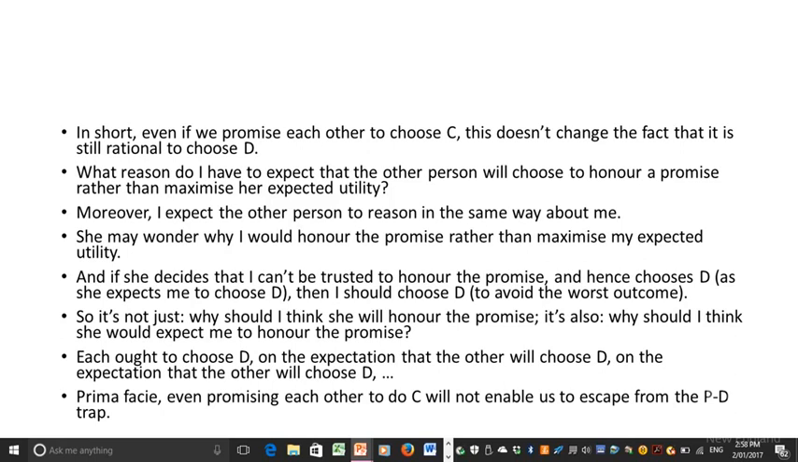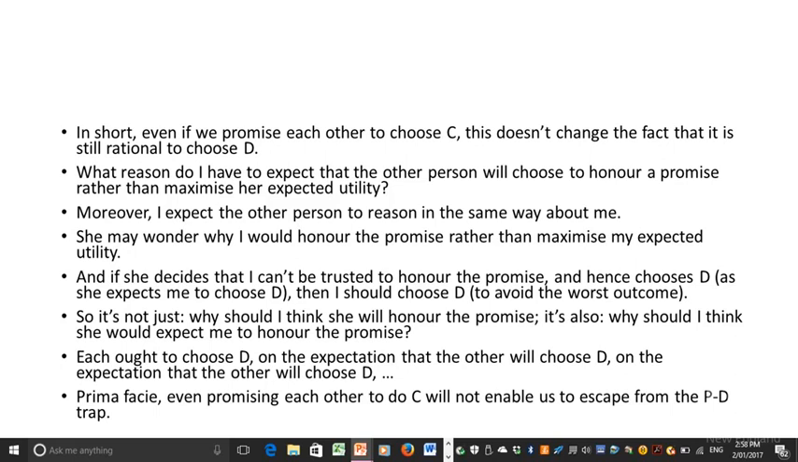So that was perhaps a bit involved, but it's fairly easy to understand. The issue is that even if we promise each other to choose C, this doesn't change the fact that it's still rational to choose D. It's still rational to break the promise if that will be in my interests.